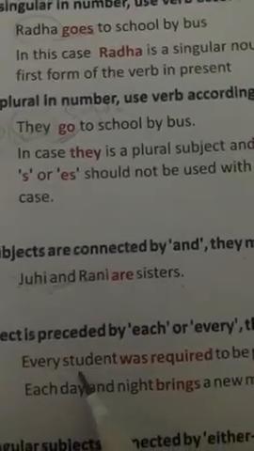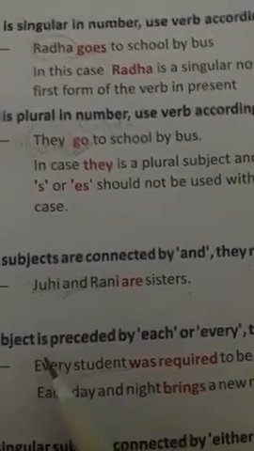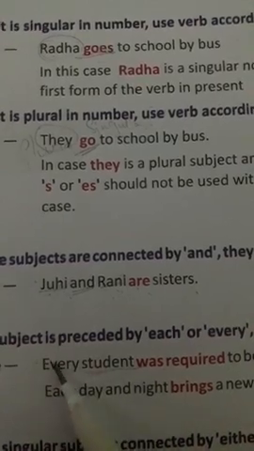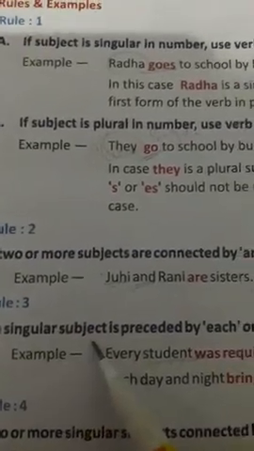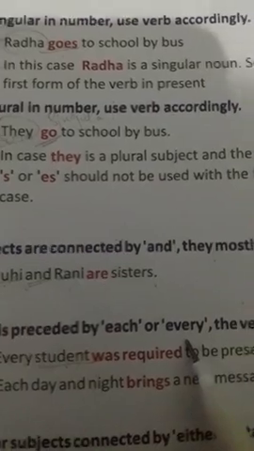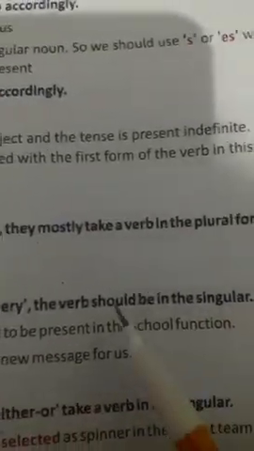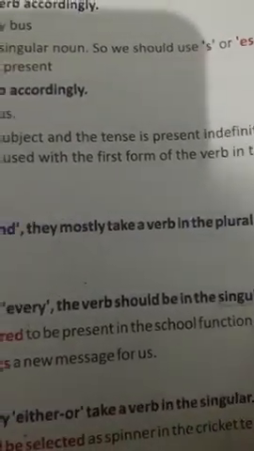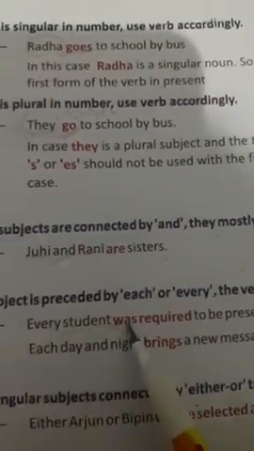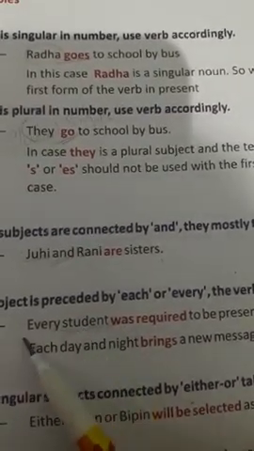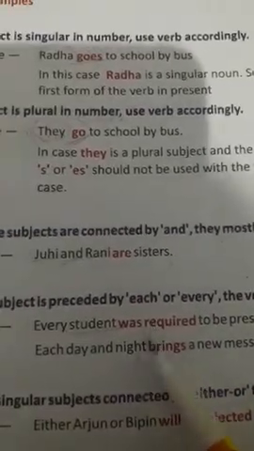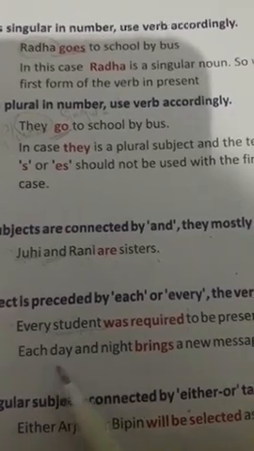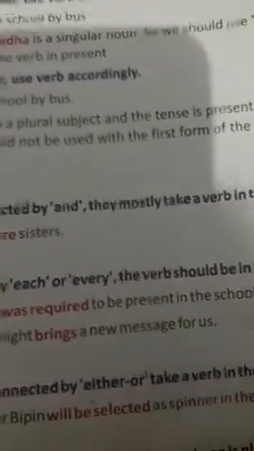See here, this is your singular subject, and "every" is written before the subject, isn't it? So what I told you is that if your singular subject is preceded by each or every, then you have to take the verb in the singular form. Okay, if your subject is singular and it is preceded by each or every, you have to take the verb singular here. Now see here, each day and night brings a new message for us.